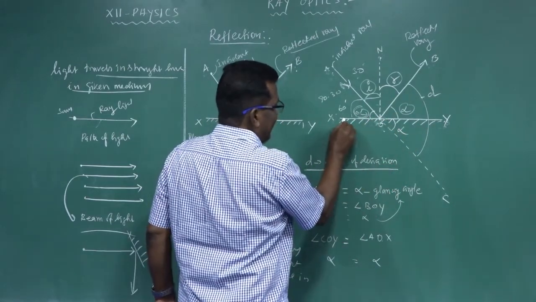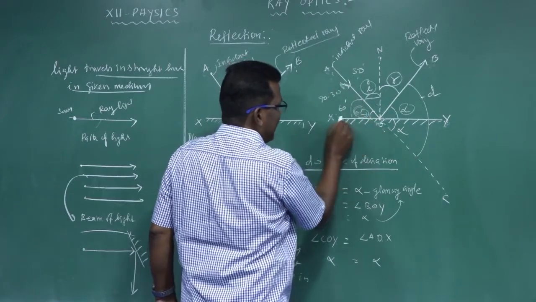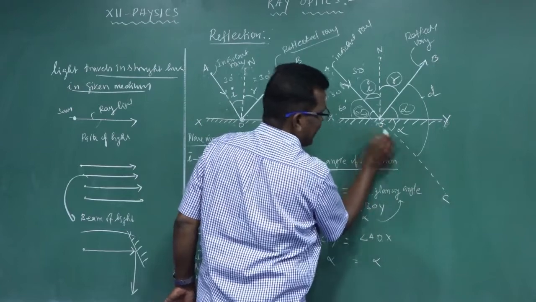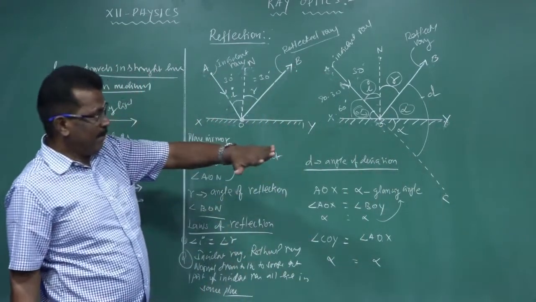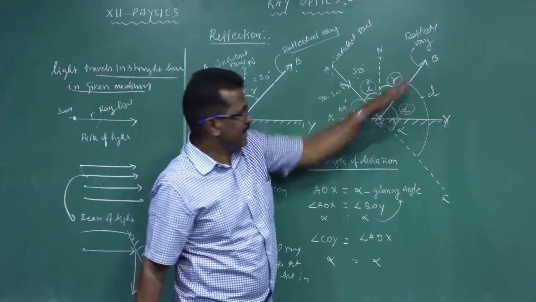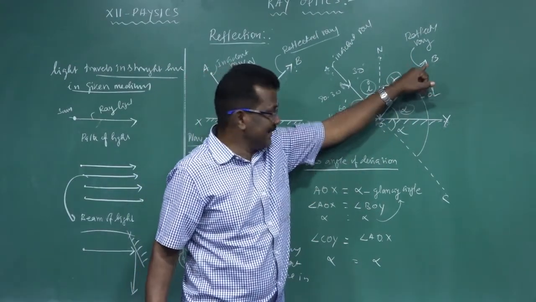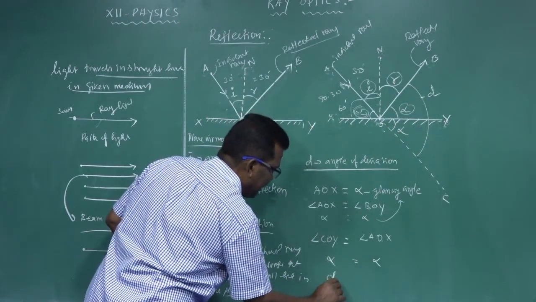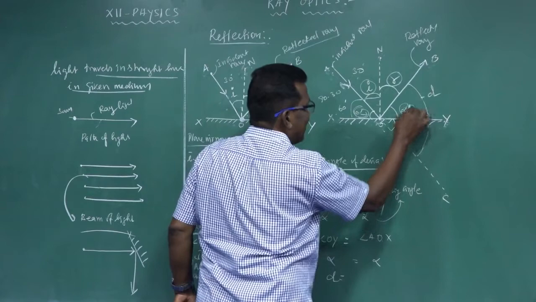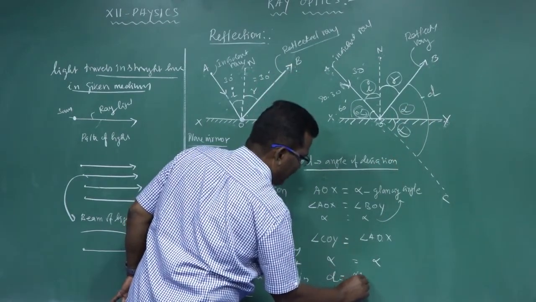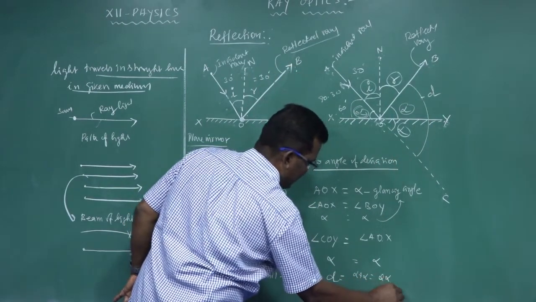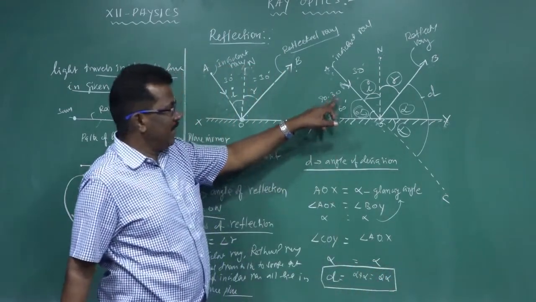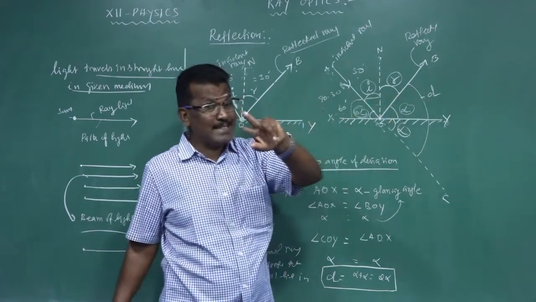But if the path of the light XY in the plane were not a mirror, it would have traveled in a straight line along the path OC. If the plane is a mirror, it deviates along OB instead of OC. How much is deviated? D, the deviation, is equal to this alpha plus this alpha, so 2 alpha. The angle of deviation is always equal to twice the glancing angle.